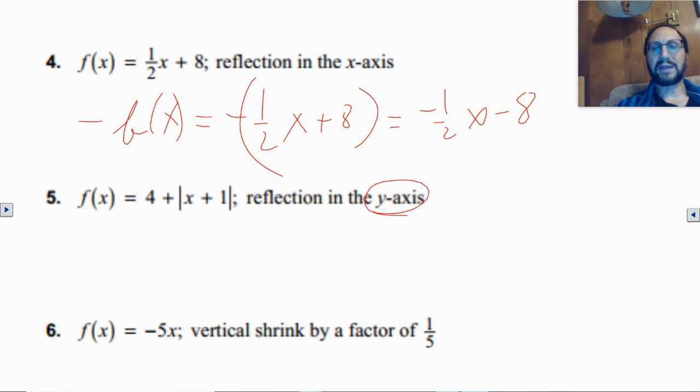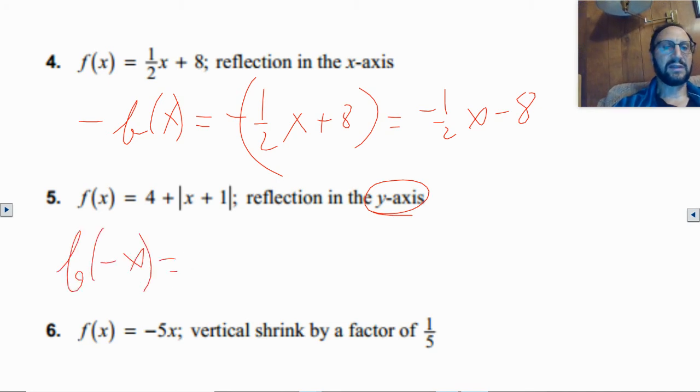Reflecting over the y-axis, now we know that when we reflect over the x-axis, it affected the y value. So if we're going over the y-axis, we're affecting the x value. So this is the same as saying f of the opposite of x. So the only thing I'm going to change here is that it's going to be the opposite of x plus 1. There we go.